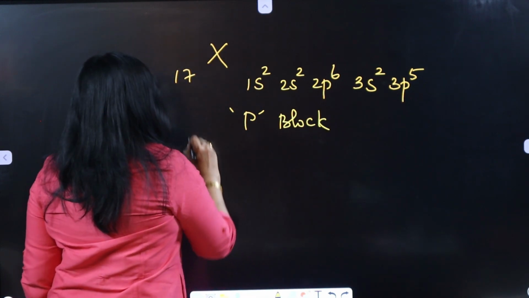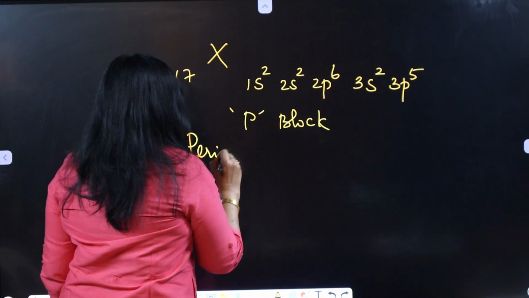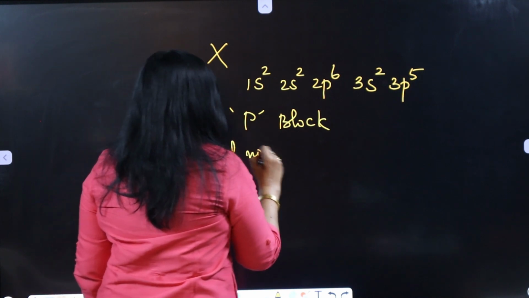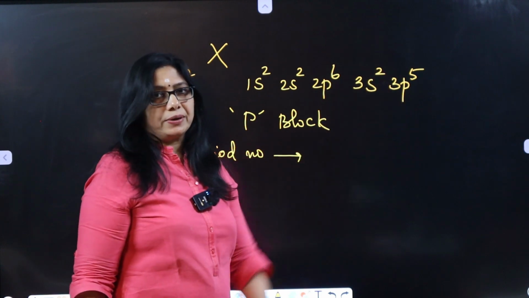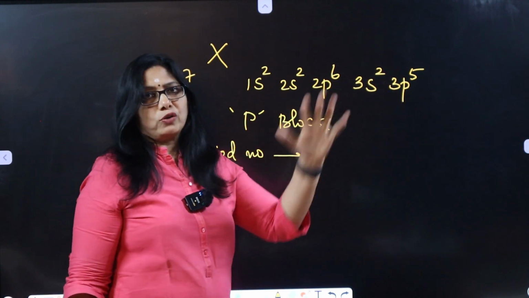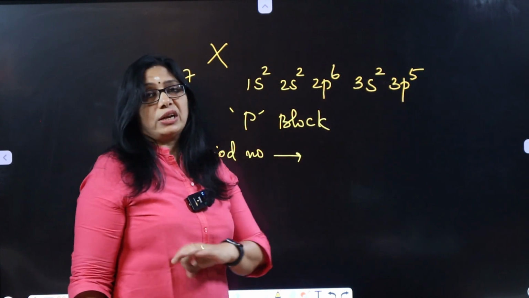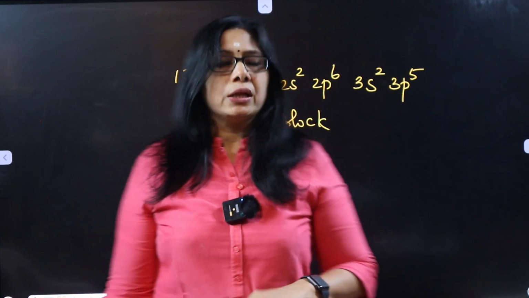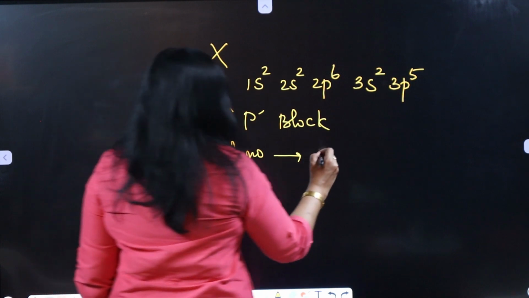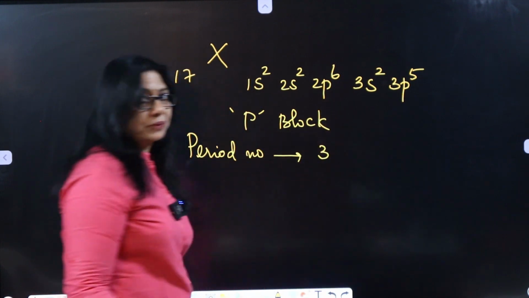Now, what about the period number? Same rule. You can see the outermost shell is the third shell here. 3s2, 3p5 both are a part of the third shell. So, outermost shell number is 3 or highest principal quantum number is 3. Therefore, period number is again 3 here.